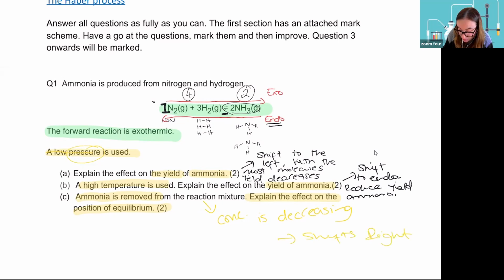Now, in the exam, you could say forward direction, but it's more correct to say right and left. So in this case, it will shift towards the right to replace the ammonia. And that is your mark.